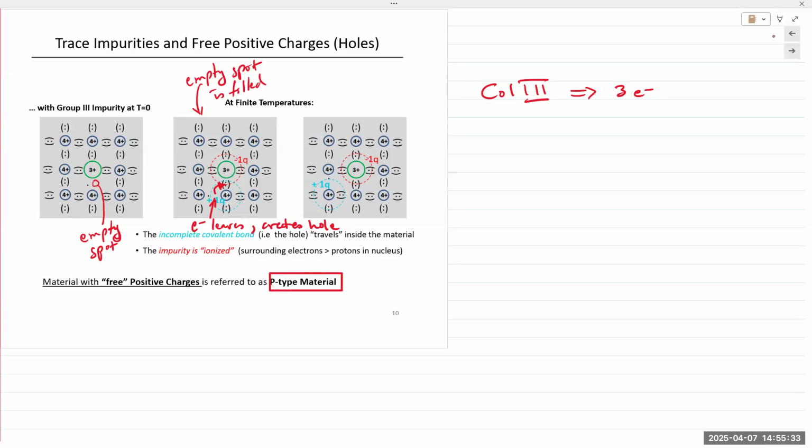This is known as a p-type material. So column 5 creates n-type material. Column 3 creates p-type material. N and p-type. Okay. By the way, column 5 elements have an extra electron, they are donating. Column 3 elements have only 3 electrons, so they are receiving or accepting electrons. And because they're accepting electrons, they are known as acceptor atoms.